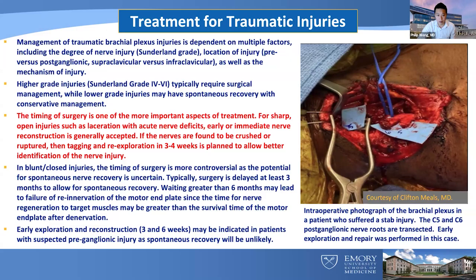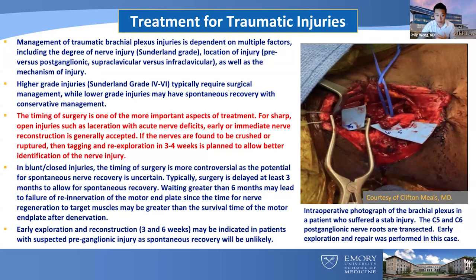So the mechanism is important because for sharp open injuries like a sharp laceration, they might actually explore immediately because if it's a sharp, clean cut, then they may be able to repair it at that time. If the nerves are found to be crushed or ruptured, then they may tag it and re-explore in 3 to 4 weeks to allow for better identification of the nerve injury.